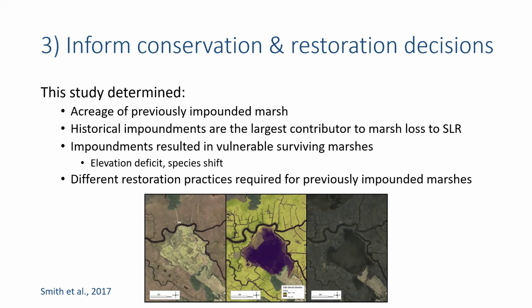And so this is a type of area where you can't simply breach an impoundment in order to restore those areas and allow for marsh migration. Instead, it requires bringing in sediment, digging tidal channels. A lot more effort has to go into restoring these areas so that you don't just get open water.